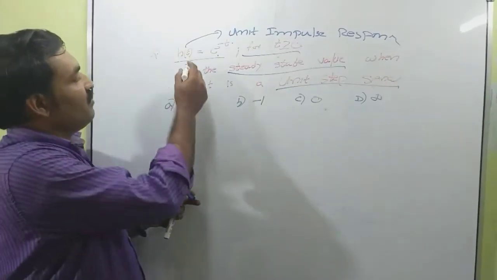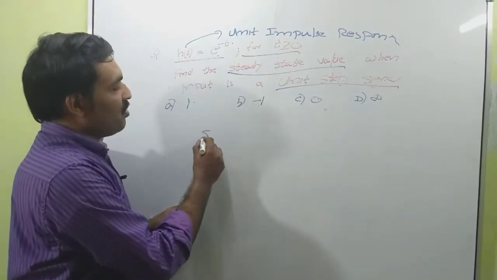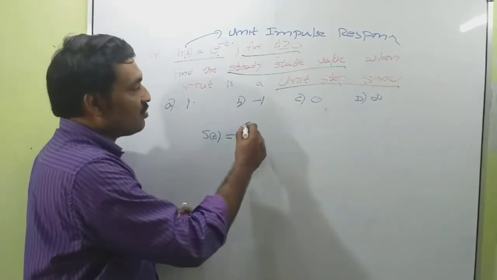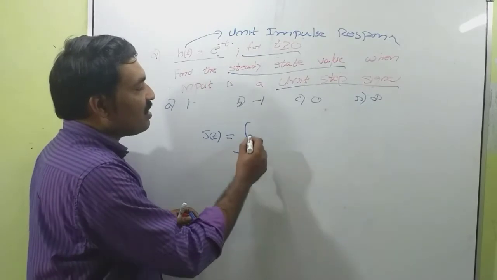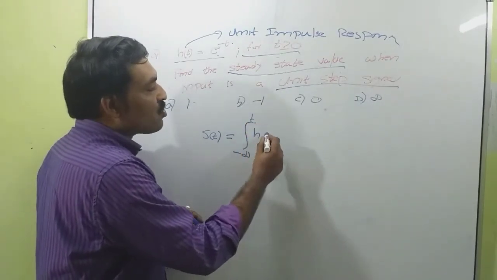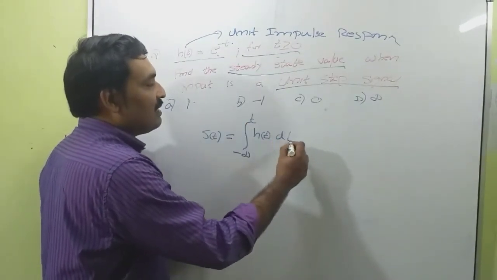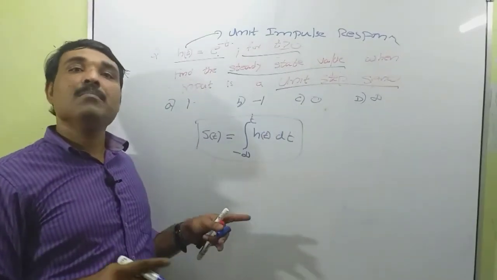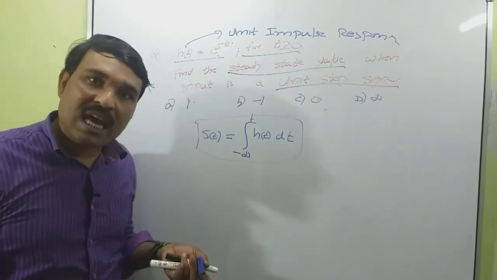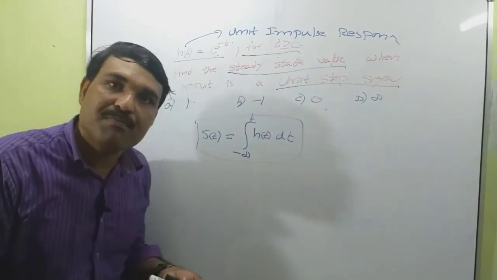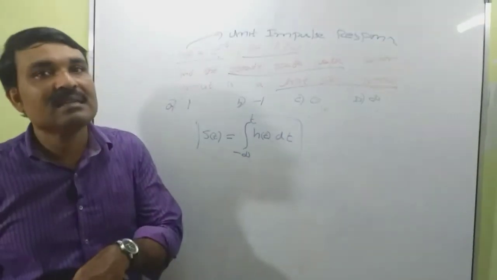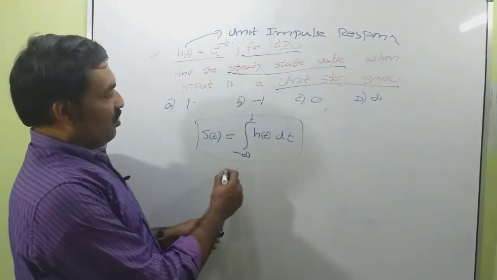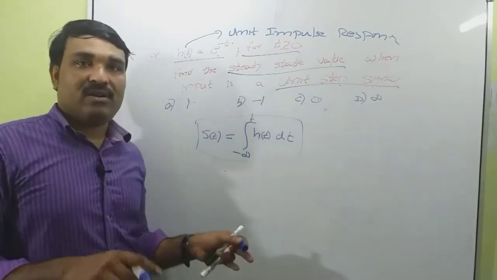Now we know that the step response s(t), that is the unit step response, is equal to the integral from minus infinity to t of h(t) dt. So step response can be obtained by integrating the impulse response, and impulse response can be obtained by differentiating the step response. This is all discussed in detail in our signal session, which you can refer to.